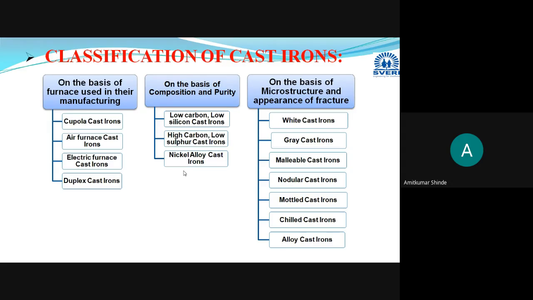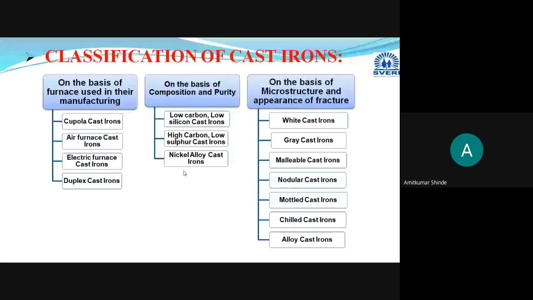And the third, now this will be asked in your examination: classification of cast irons on the basis of their microstructure and the appearance of the fracture. That is, whichever appearance or color you are able to see when you are observing or studying their microstructures. On that basis this classification is done. Here I will explain all these seven types in a short way. We are going to study them one by one in brief.